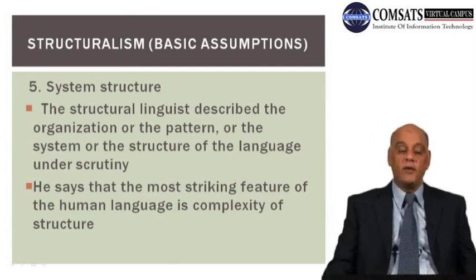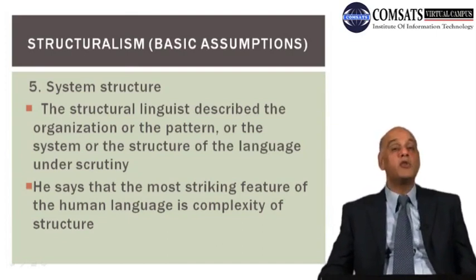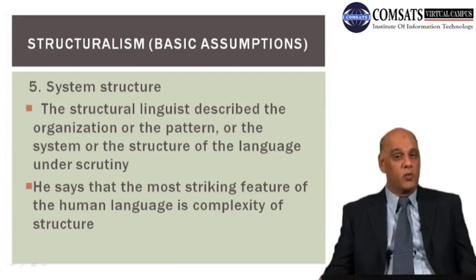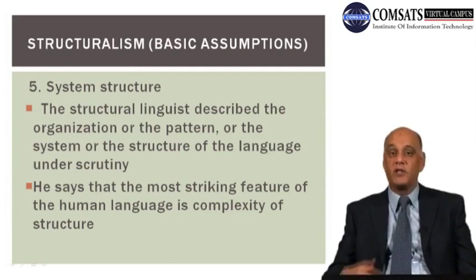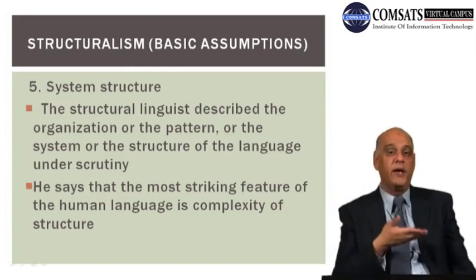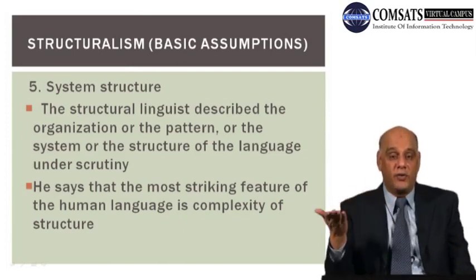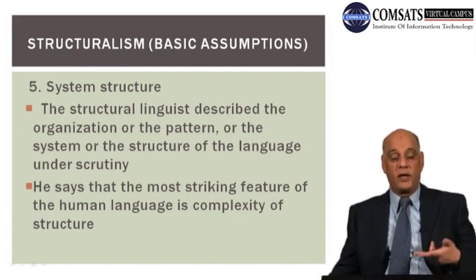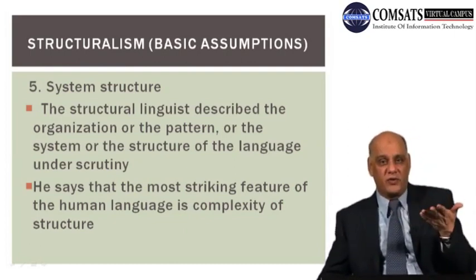He says that the most striking feature of the human language is complexity of structure. The most striking feature, the most dominant feature here of human language. What is the most powerful thing in your human language? That is the complexity of structures. Whatever structures you are uttering, whatever structures you're communicating to people, whatever sentences you are uttering, basically they have that complex structure, and this is the most striking feature of the human language. No other language has so much complexity of structures.